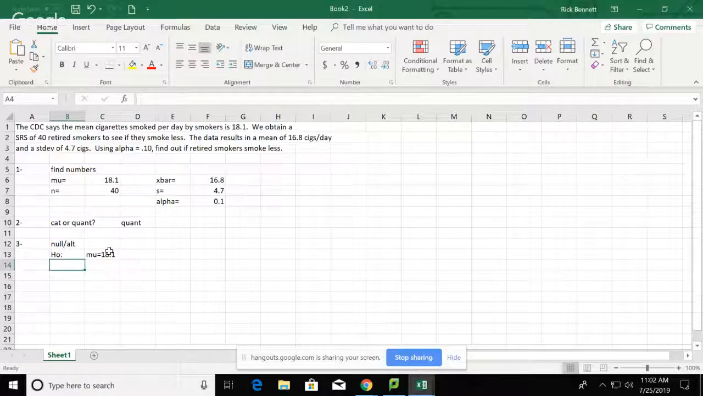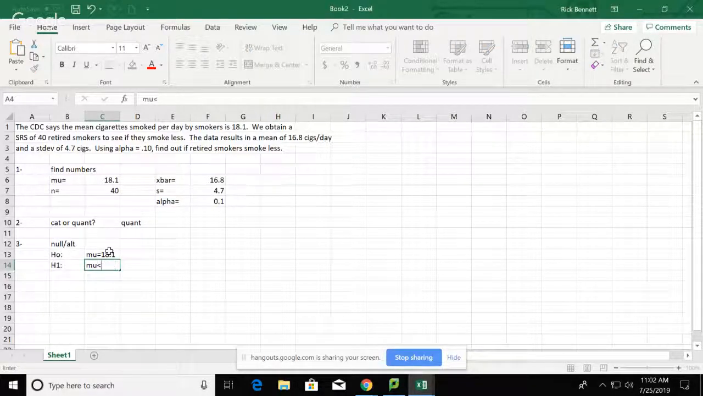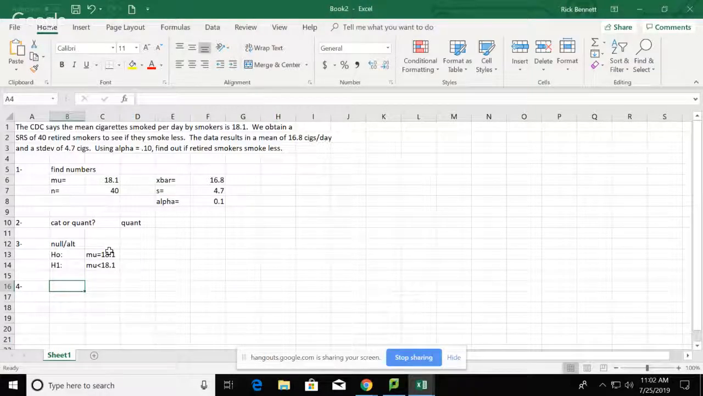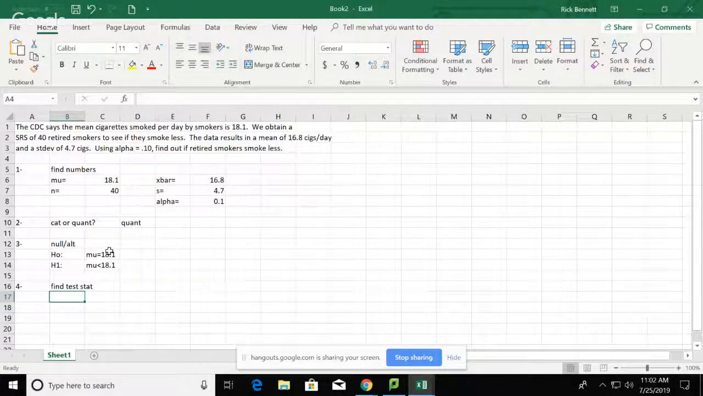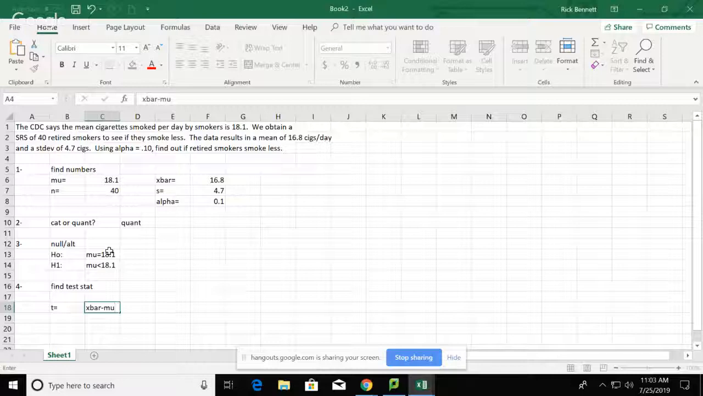The alternative hypothesis is what, Sandra? Mu is less than 18.1. Okay. Step number 4 is pick a formula and calculate. Find the test statistic. And the test statistic is, what's the formula? T equals x bar minus mu over s over the square root of n.